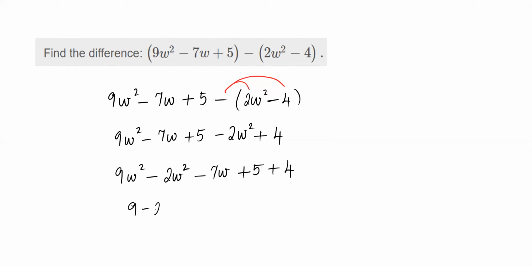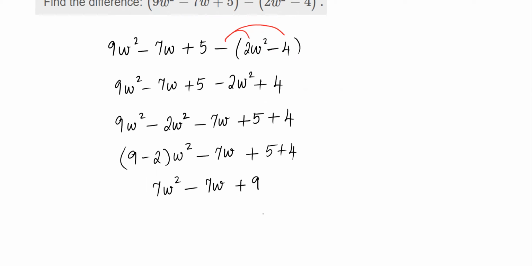Okay. 9 minus 2 combines together, 7w squared. Minus 7w has to stay. And then this is 5 plus 4. Okay. So that's 7w squared minus 7w plus 9. Always look at your last step and see if there's any like terms you probably missed. But mostly we take care of them, but it's always good to check. Again, the w's are common, but the powers don't match, so we cannot combine them. We have to stop right there. That's our answer.